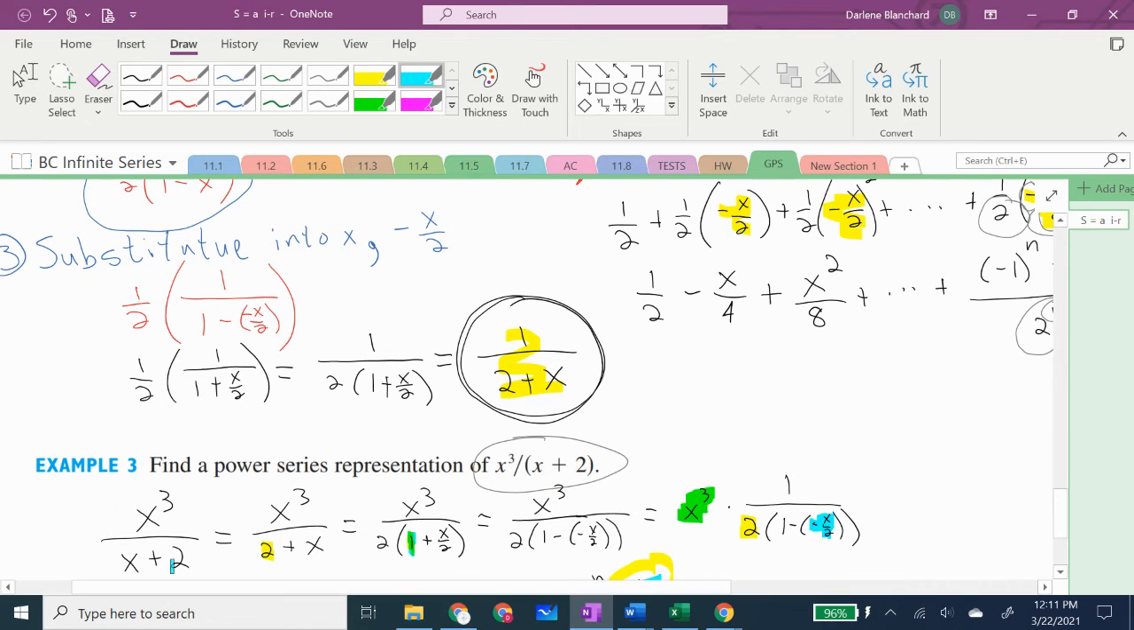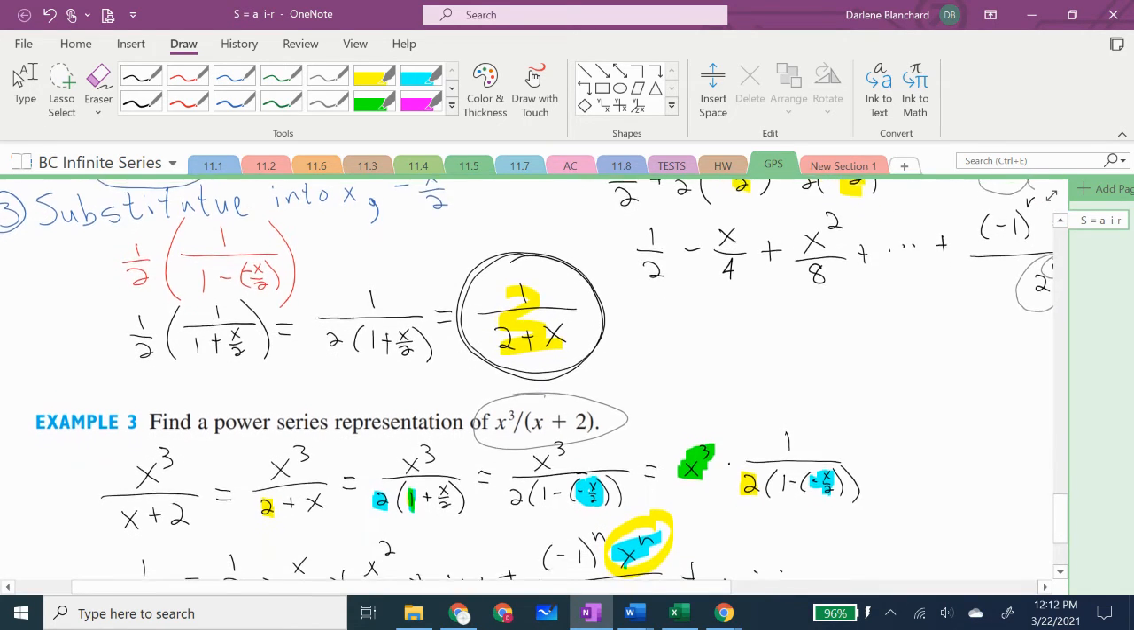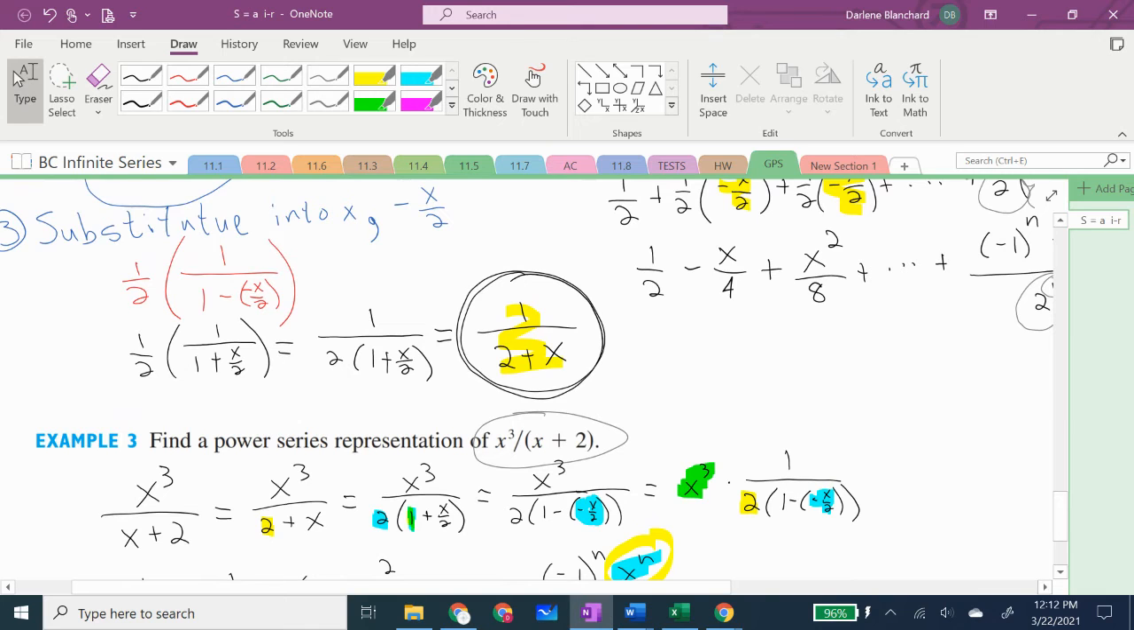Now, I'm re-showing on this line what we did in example 2. We factored out a 1/2. We substituted in negative x over 2. And by doing those two things, I was able to get to the point of having this denominator.